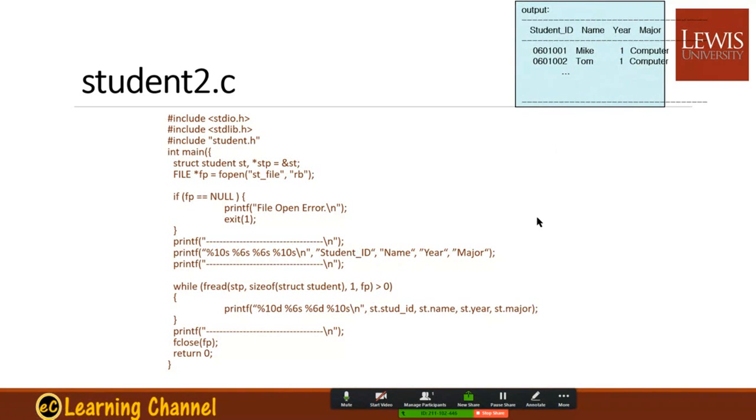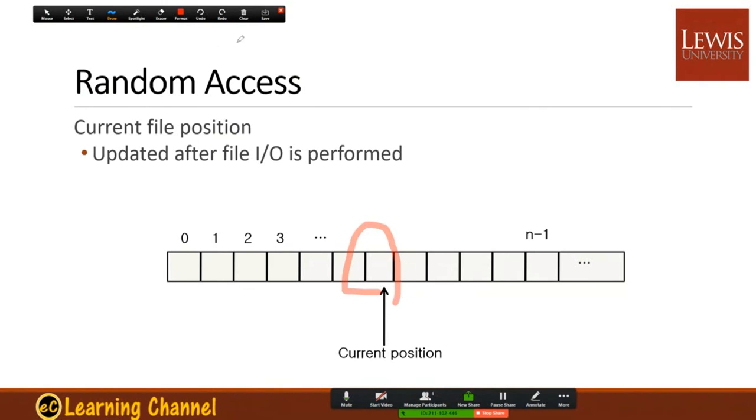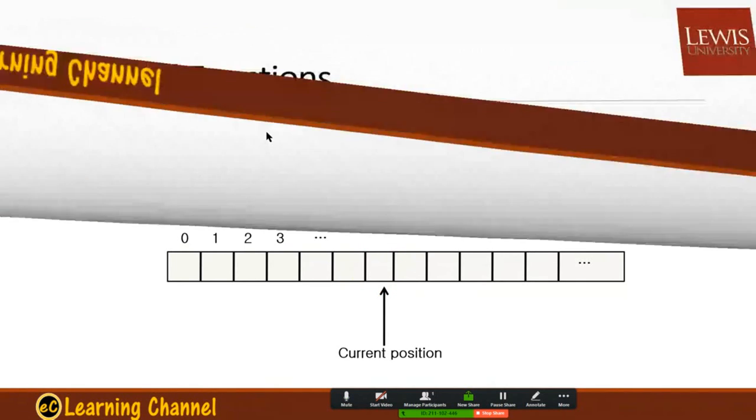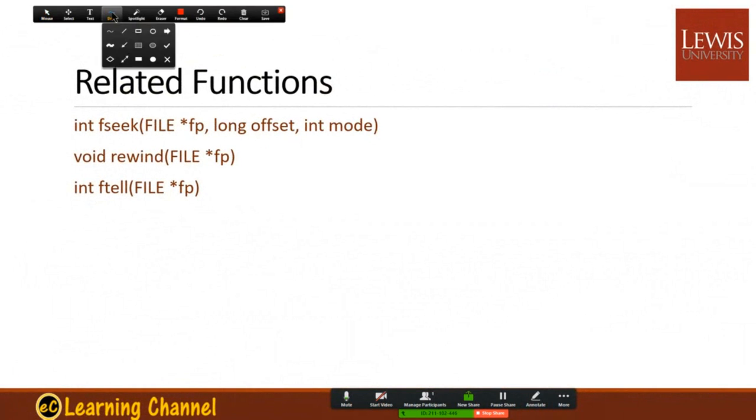So you print out the data like this. Random access is when you actually do not follow the order of the bytes, and you can randomly access a certain position in the file. So a file can be random access or sequential access. So you need to have the seek function, the fseek function.